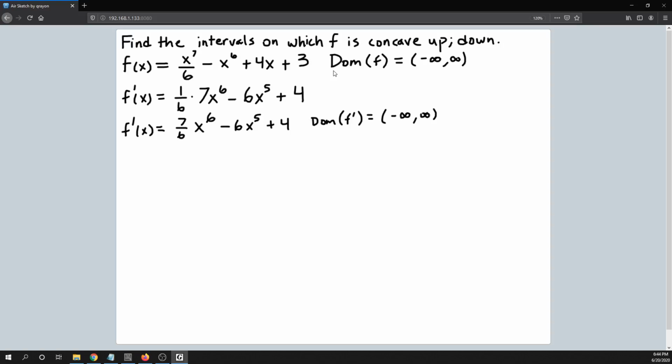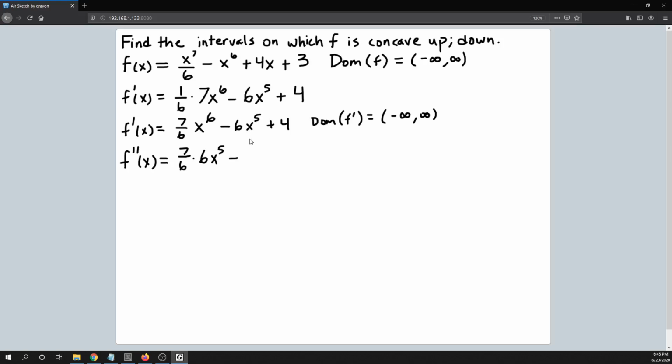All right, next up, I need to take the second derivative, right, because I am after the intervals on which the original function f is concave up and concave down. So taking the derivative again. So using the constant multiple rule on this term, I'm going to rewrite the constant and multiply by the derivative of x to the 6th, which is 6x to the 5th.